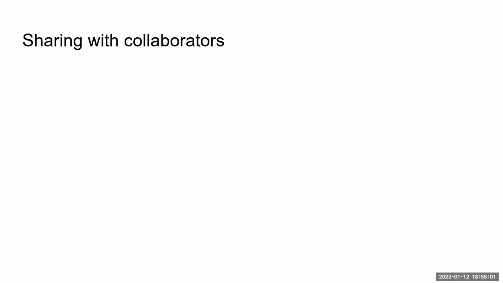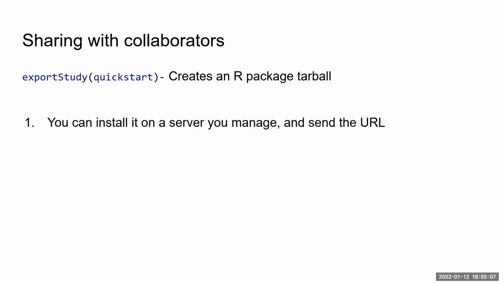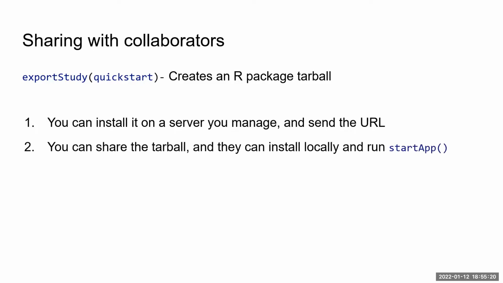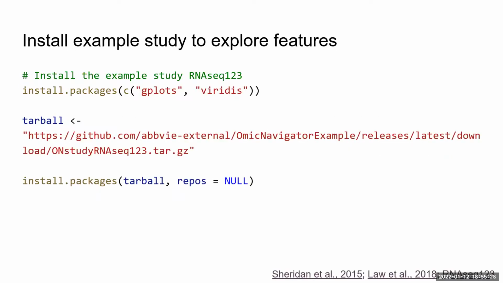Okay, so how would it look to share with this? You have a couple of options. If you export the study, it'll create an R package tarball. Then you could either install it on a server you manage, say Amazon or Google Cloud, you can copy it there and install it, and then you send them the URL wherever it's running. Or you could share the tarball with them directly, and then they can install it locally with install.packages and run start app.